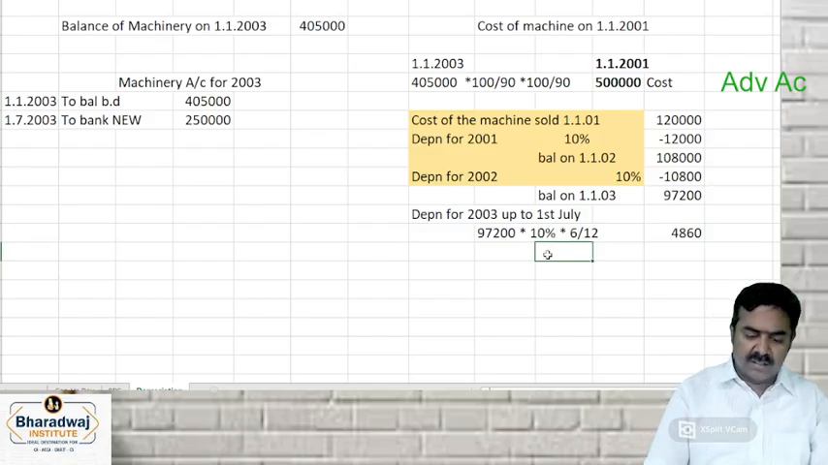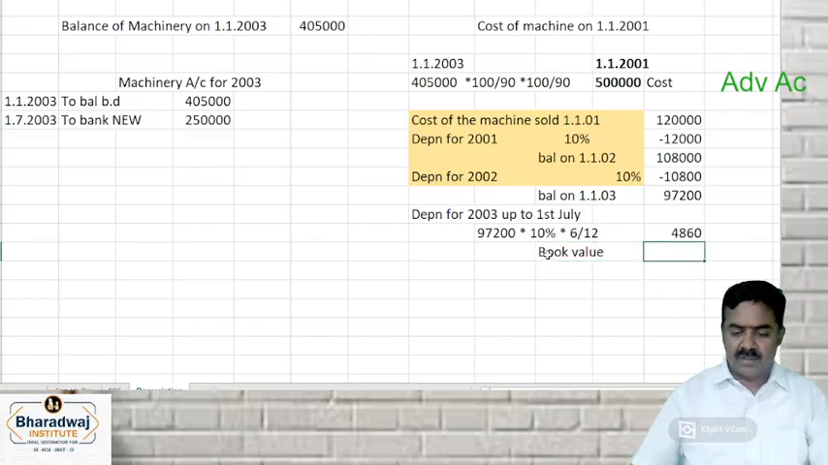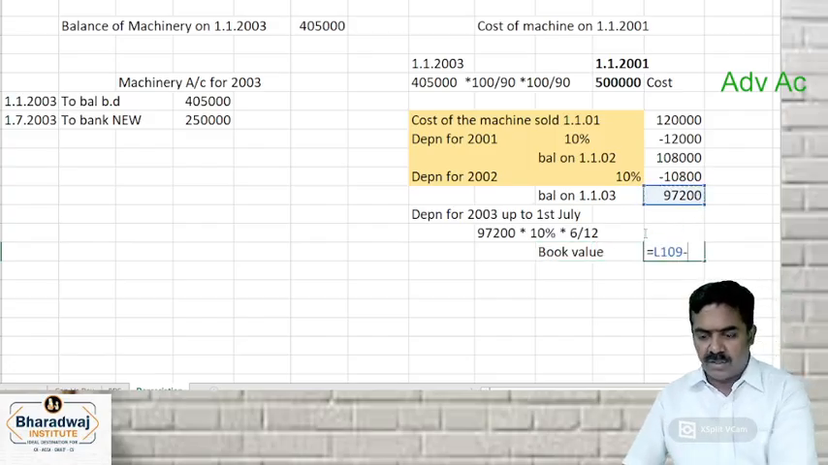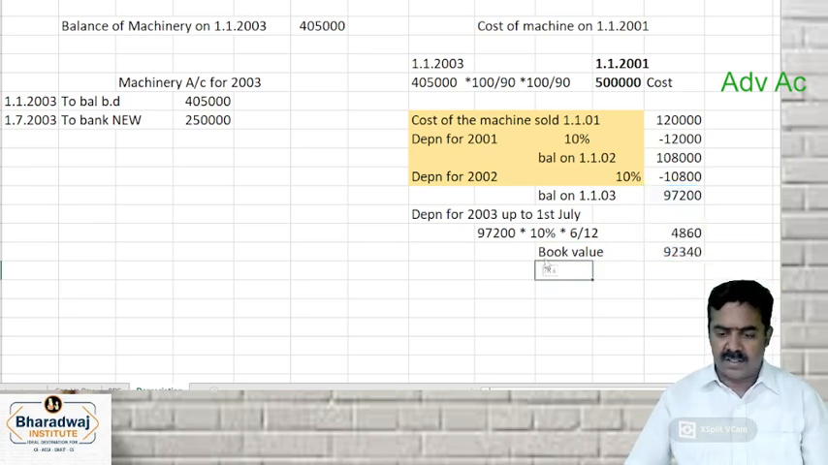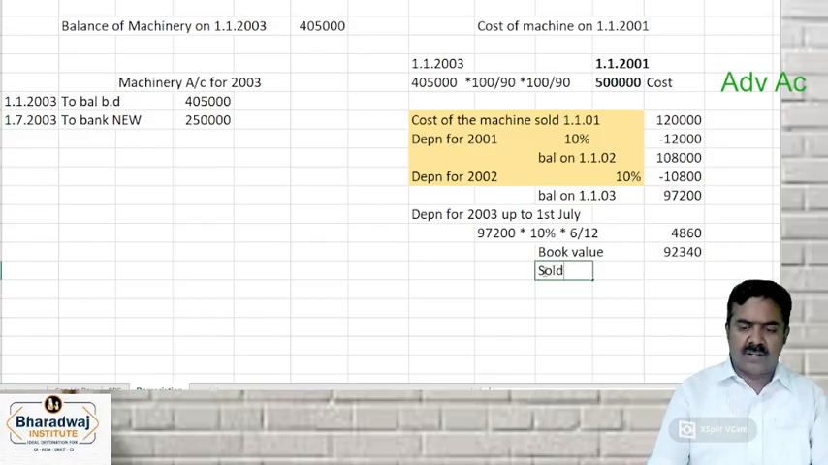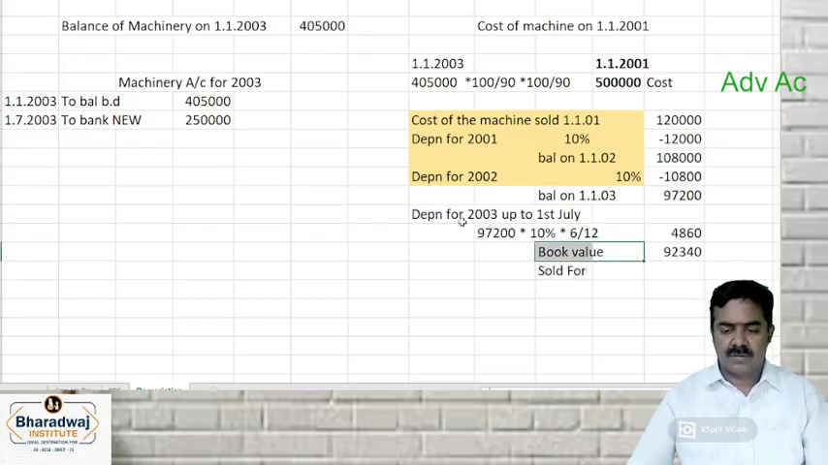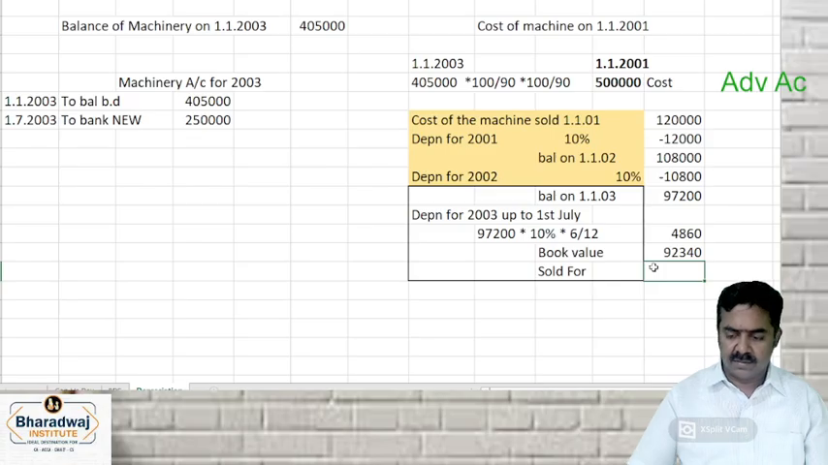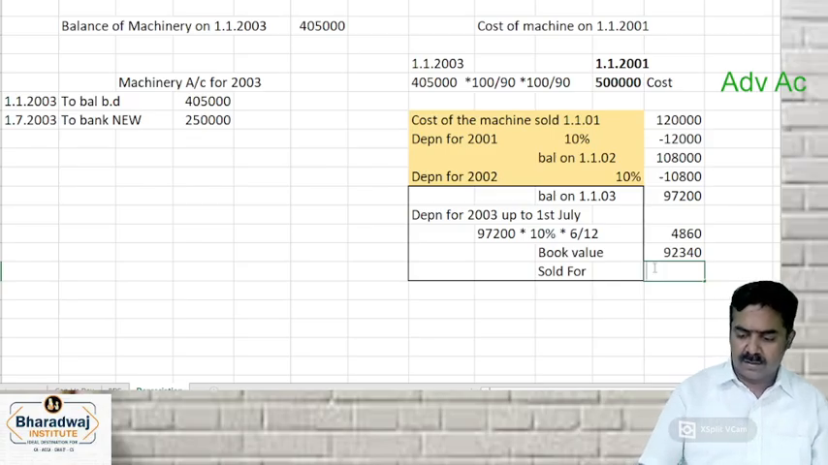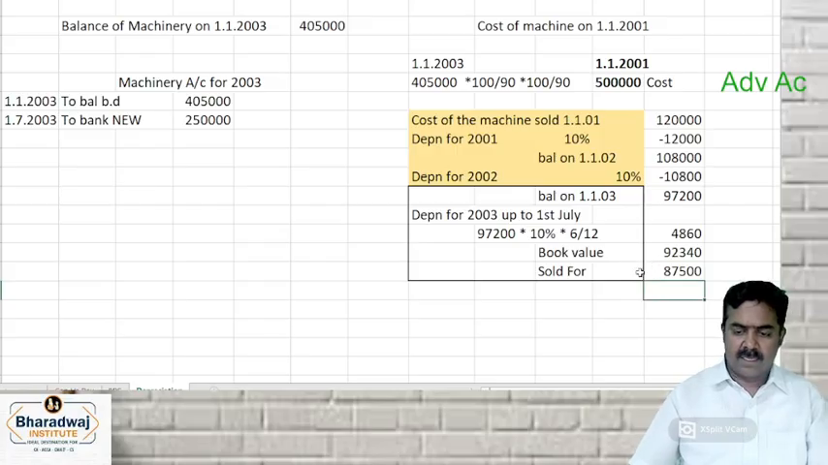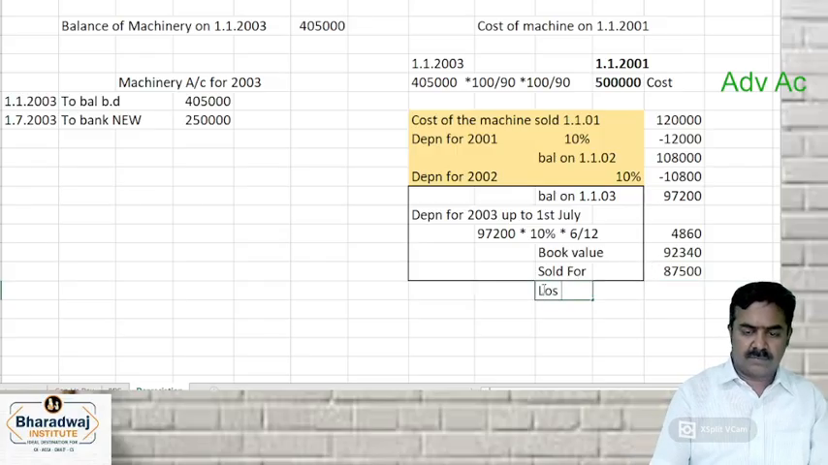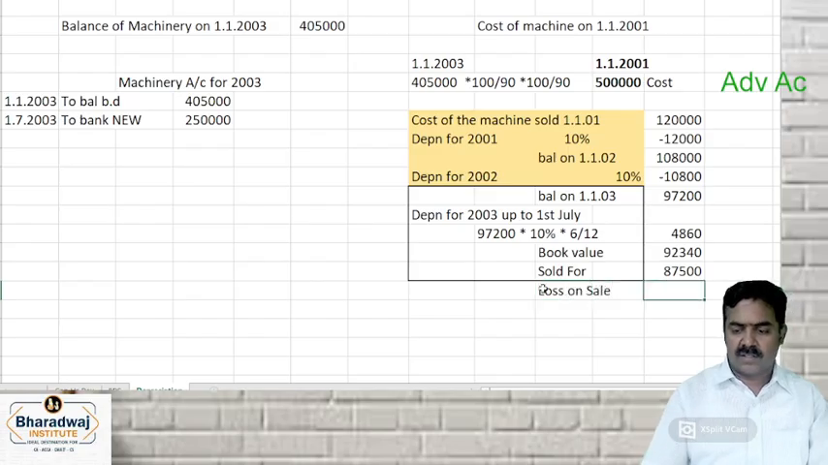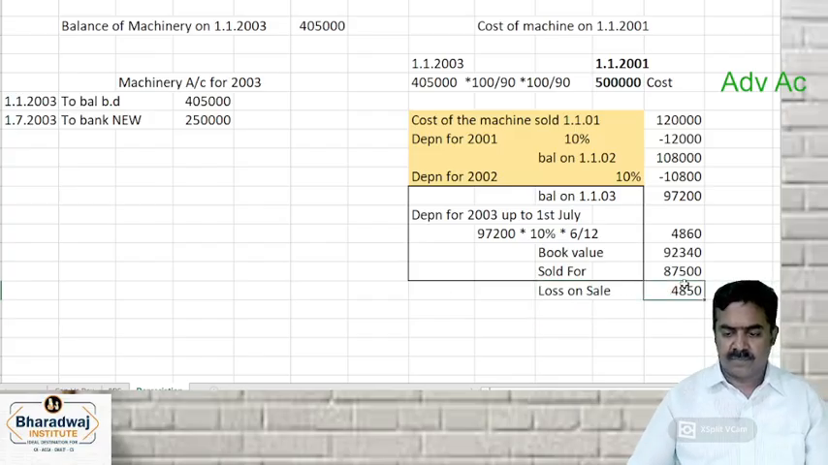Okay. Then book value. What is the book value? 97,200 minus 4,860. Now this is the book value. This is sold for how much? 87,500. Sold for 87,500. Profit or loss? Loss on sale. What is the loss on sale? 4,840.